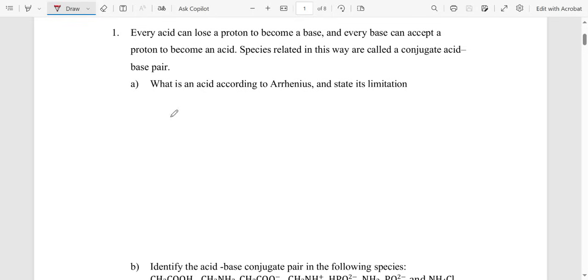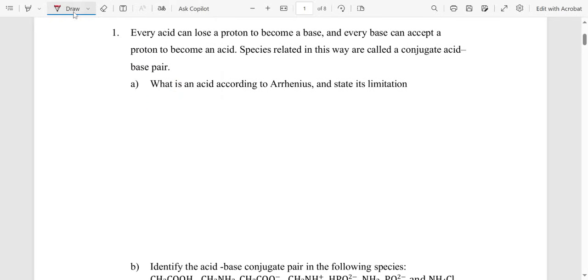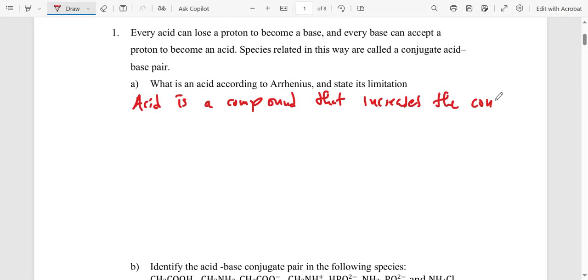According to Arrhenius, an acid is any compound that increases the concentration of hydrogen in solution. Okay, an acid is a compound that increases the concentration of hydrogen, which we call protons, in solution.